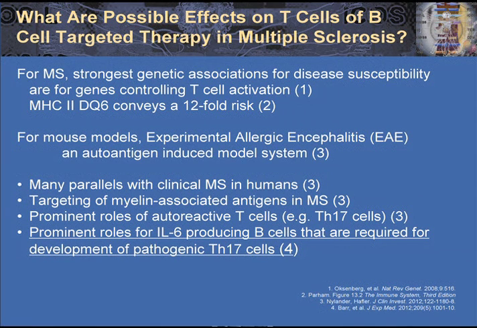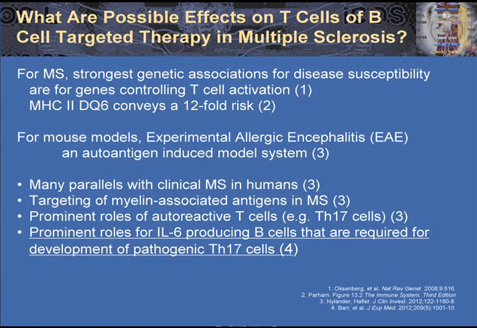And mouse models such as experimental allergic encephalitis, EAE, have very comparable properties, with very similar specificities of autoantigens that can be immunized and result in a disease very similar to multiple sclerosis. There's the targeting of myelin-associated antigens. And importantly, there is a prominent role of autoreactive T cells, and particularly Th17 cells have been recognized recently. These have similarities to Th1 cells, but the production of IL-17 can stimulate the immune system in general and cause a lot of destruction.